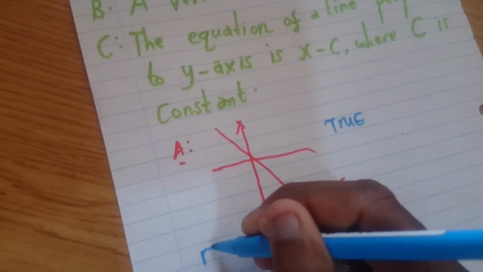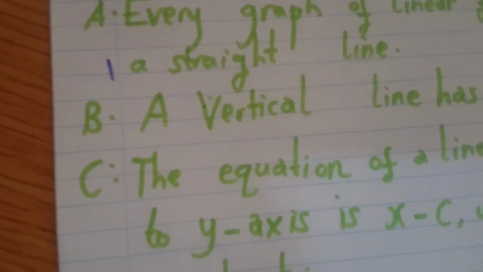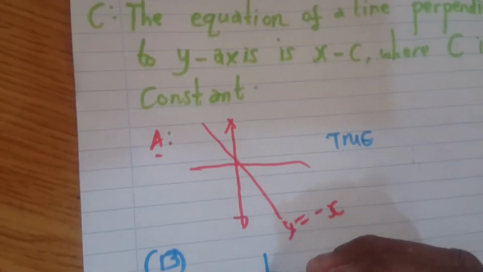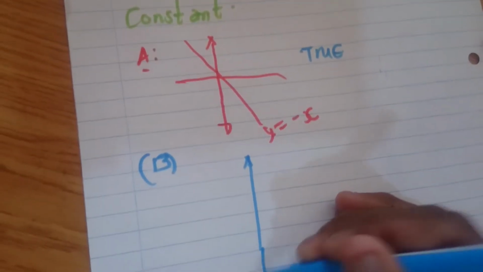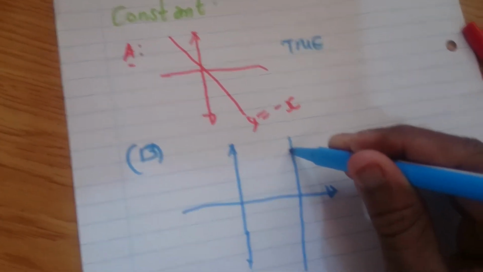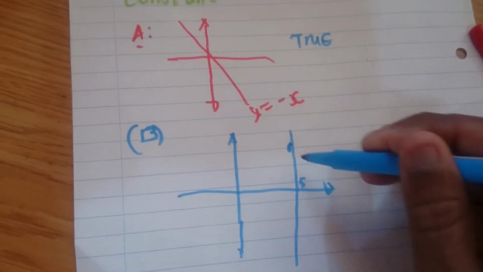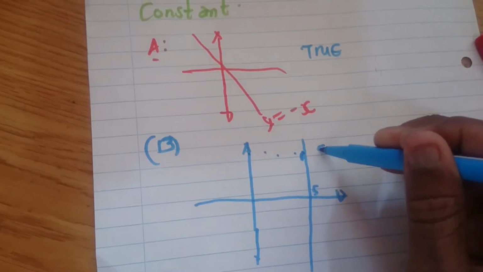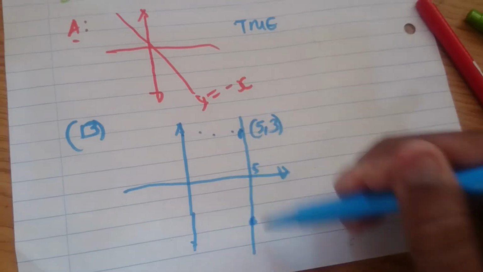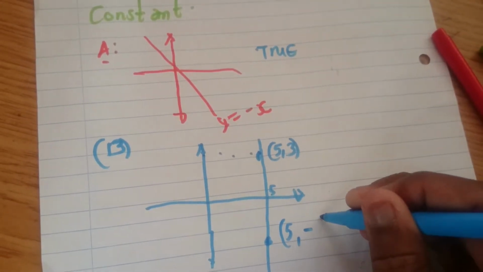Now we go for B. They say a vertical line has no slope. What does that mean, a vertical line has no slope? For example, you have a Cartesian plane here. Let's draw a vertical line here. This vertical line passes through some points. Let's say this is 5 and this is 3, so it's going to be (5, 3). Remember, whenever a line is vertical, the points share the same value of x. So of course this must be 5, and let's say negative 4.